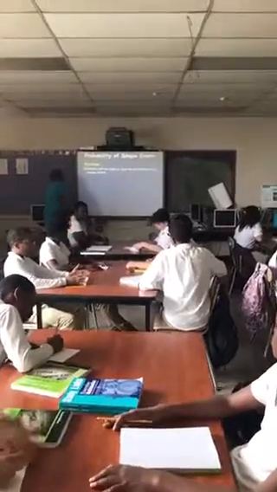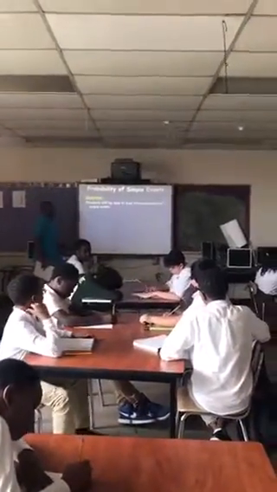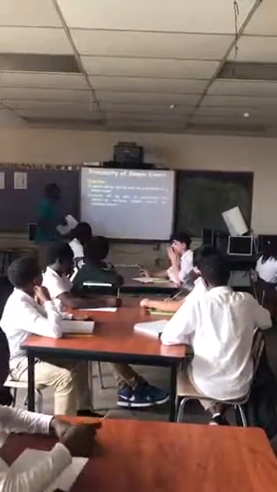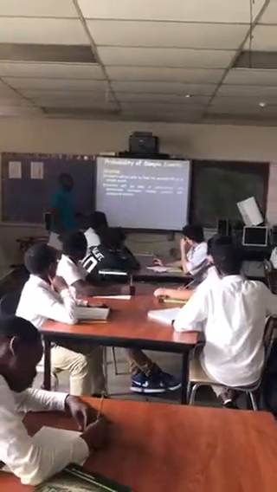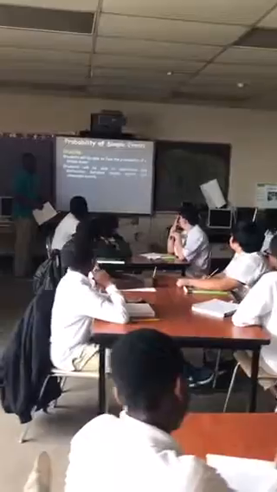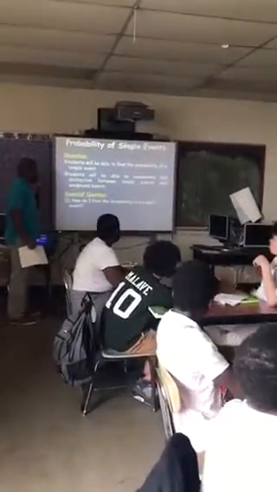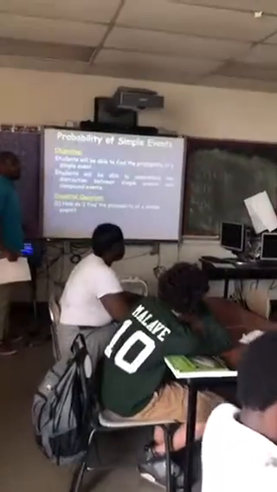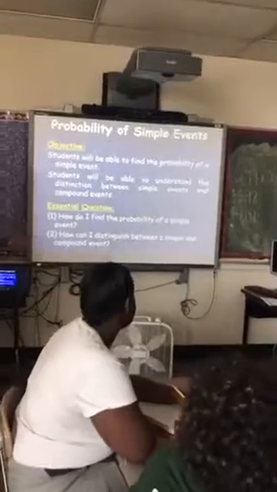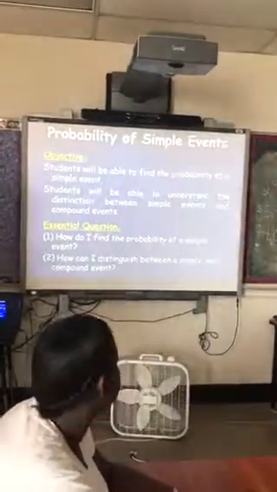I'm going to just give you the objective. We're going to be able to find the probability of a simple event. You will be able to understand and distinguish between a simple event and compound events, and as we go through today's class, we're going to differentiate between the two. So how do we find the probability of a simple event? And the second question is, how can we distinguish between a simple event and a compound event?